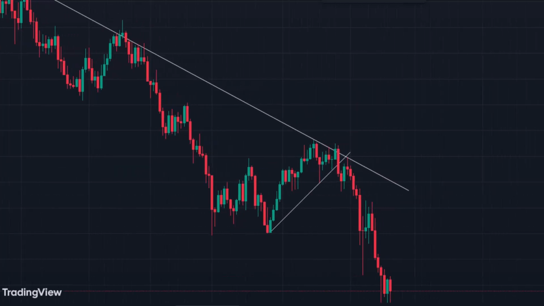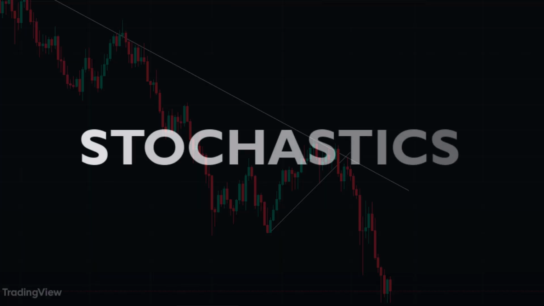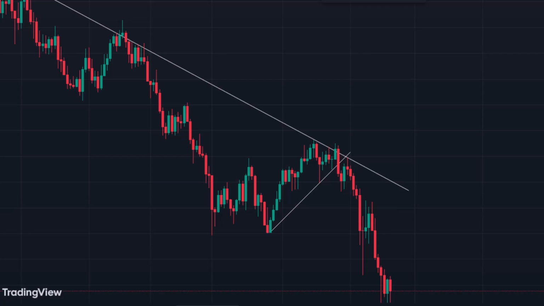Now, another indicator that can also help you confirm a continuation pattern is the stochastics. Here's how the strategy works.